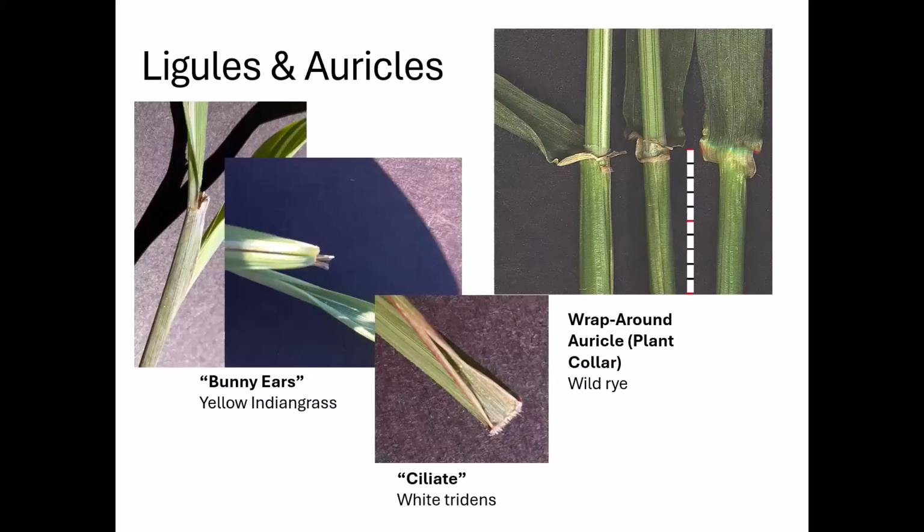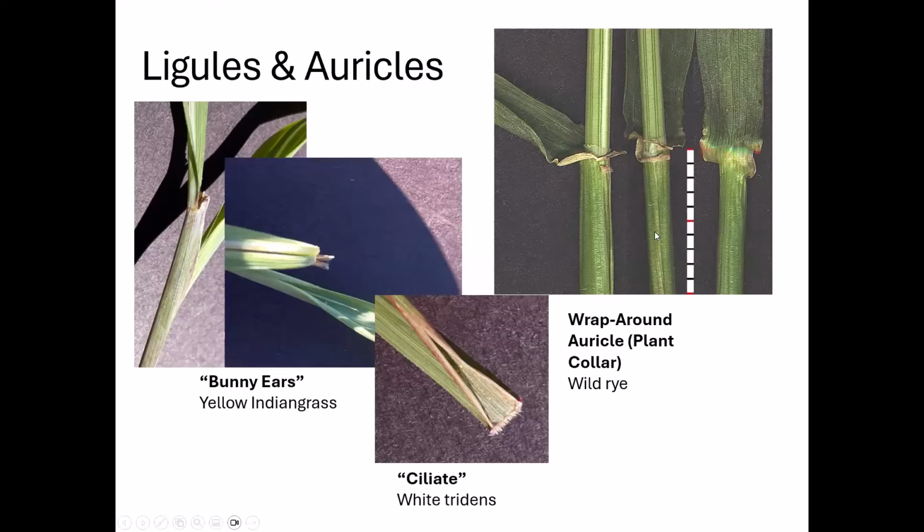Ligules and auricles. So we're going to learn some plant taxonomy. A plant collar, also known as auricle, is basically this part if you're wearing a coat, and then the ligule would be the tag on a coat. So ligules come in different forms. There is the ciliate ligule, there's no ligule at all, and then there's bunny ears. So bunny ears would be a split ligule right there. It kind of looks like that. That's a very easy, very good characteristic to help you identify yellow India grass.